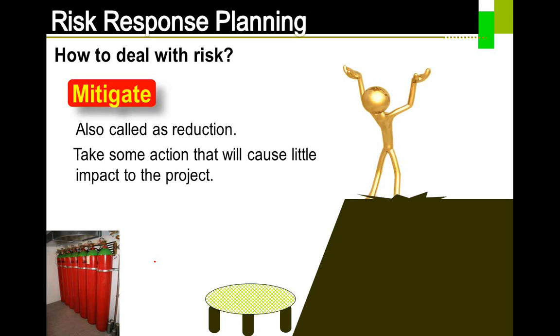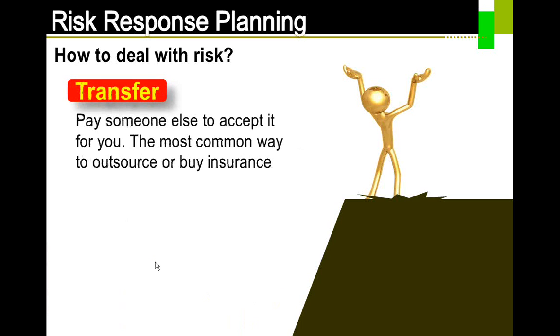So if you buy that, then what happens is the probability of your office building or the house catching fire is very less. So you are going to reduce the probability there. So mitigation, as I said, it's going to either reduce the probability or the impact.